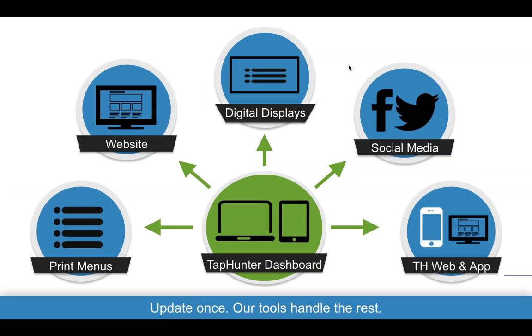So TapHunter, really what we do is provide you a central location to consolidate all the tasks that you guys are doing on a daily basis into one area. We do this with our dashboard. When you log into the dashboard, you can do that from your cell phone. We've also added a business mobile app. You can access this from your cell phone or your desktop.